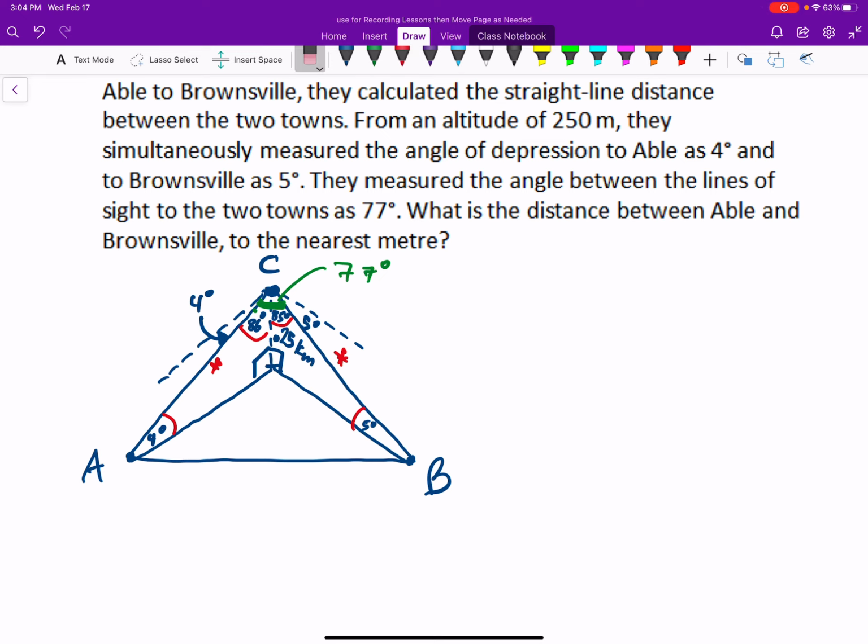So let's take this one step at a time. Okay, so here, let's start with this right triangle that I just outlined in yellow. Let me draw it again over here.